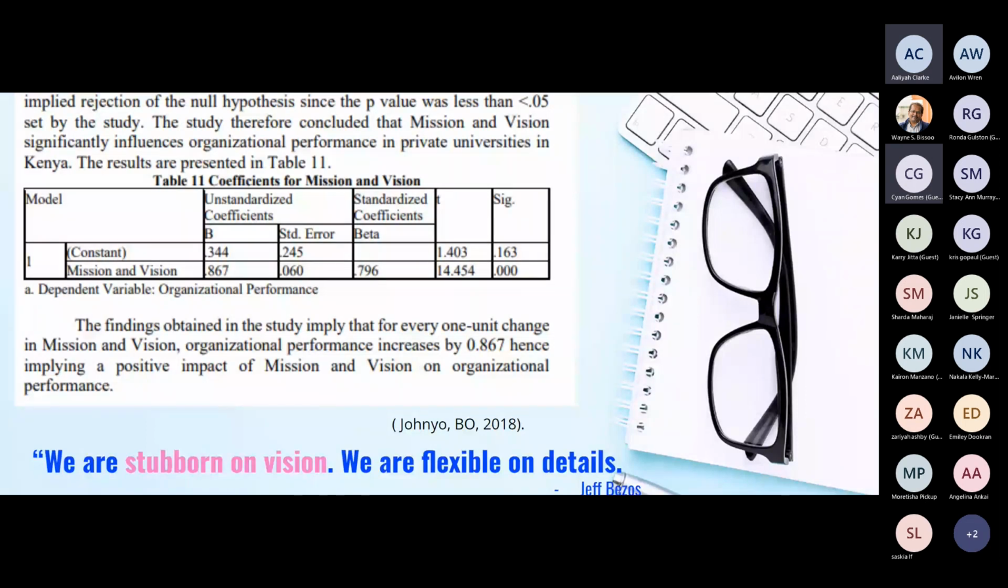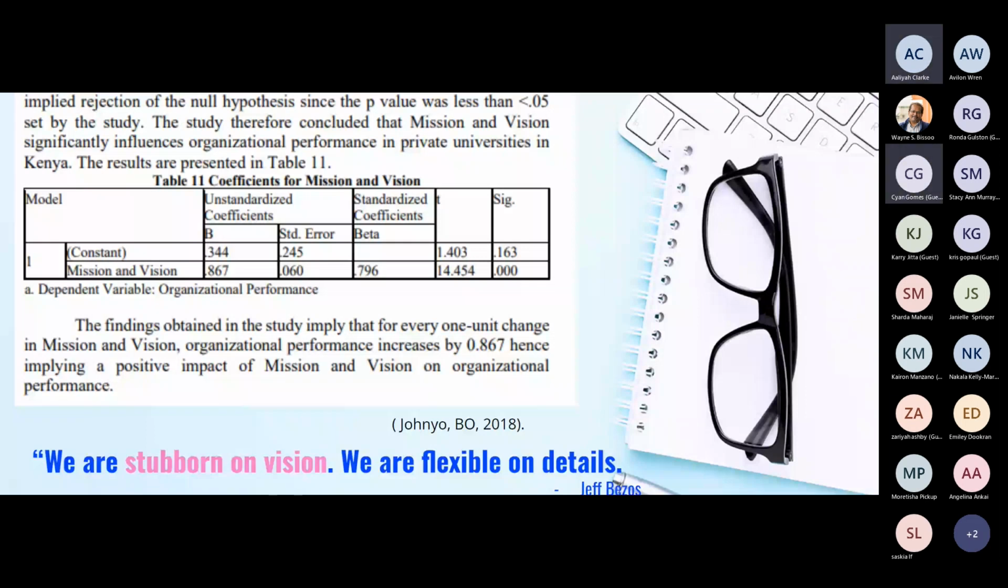And the science backs this, where we see a 2018 study that investigated the effect of mission and vision on organizational performance within private universities in Kenya. And this study concluded that, quote, for every 1 unit change in an organization's mission and vision, organizational performance increases by 0.867%, hence implying that a positive impact of organization's mission and vision on organizational performance, unquote.